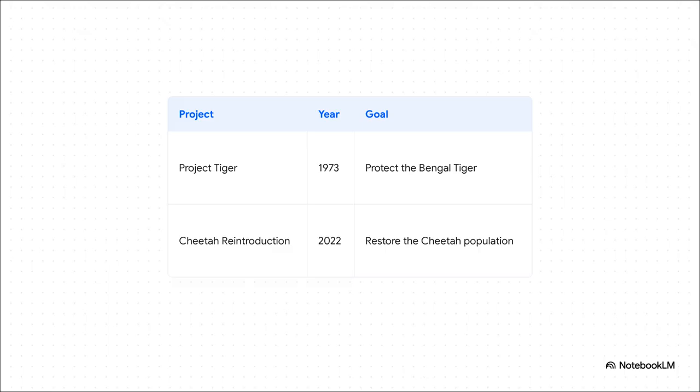In India, for example, Project Tiger started way back in 1973 to save the Bengal tiger from disappearing. And just recently, in 2022, the Cheetah Reintroduction Project was launched. These are huge, hopeful efforts to make sure these amazing stories don't get lost forever.